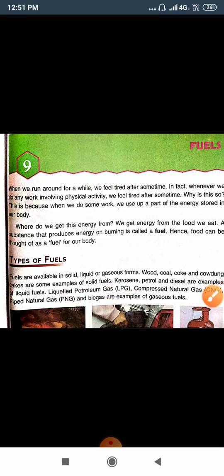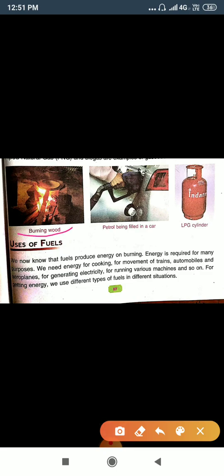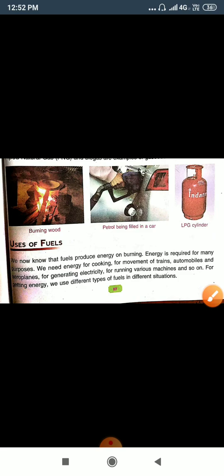Now see the diagram also. In this diagram, this is the burning of coal, that means here solid fuel is there, that is the coal. And in this figure, petrol is being filled in a car, and this petrol is the liquid. And this is the LPG cylinder, in this liquefied petroleum gas is there, and when we burn the gas, the gaseous form of the fuel is used here in the kitchen. So this is all about the types of the fuels.